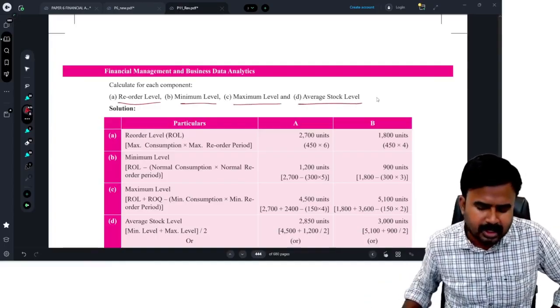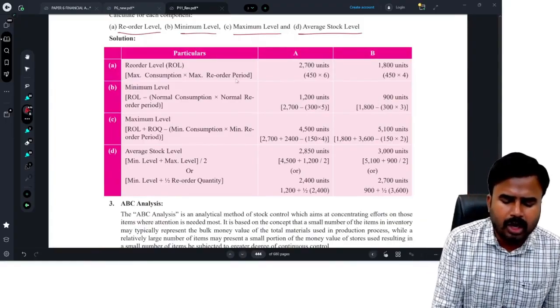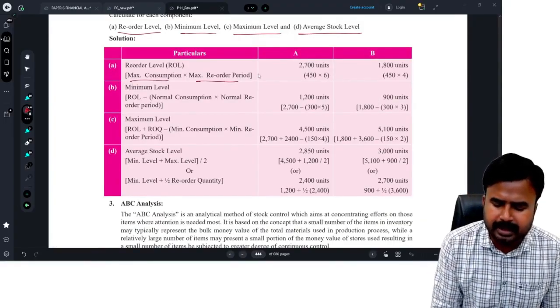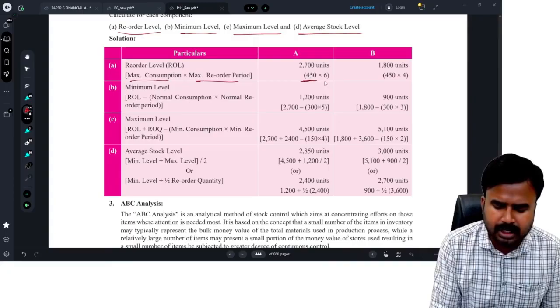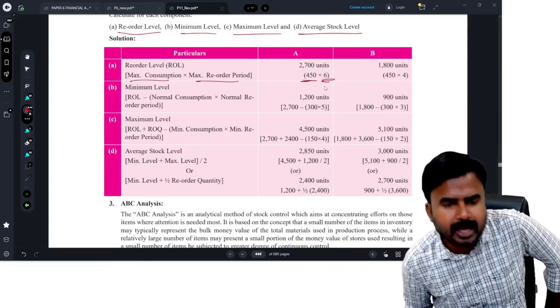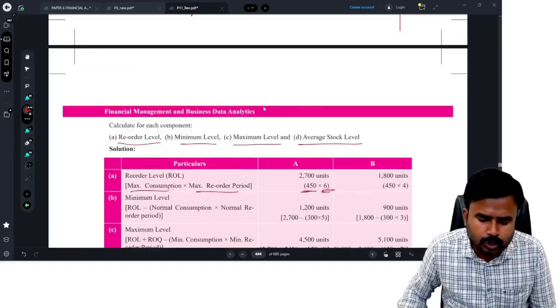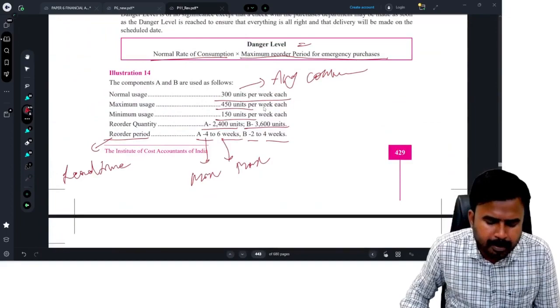The same formulas. Let me show you the computation for raw material A. Reorder level is maximum consumption times maximum lead time. 450 is your maximum consumption, and the maximum lead time is 6. This is the maximum reorder period. The other name for lead time is reorder period. 450 into 6 is 2700 units of raw material. Maximum consumption 450, maximum lead time 6 weeks.